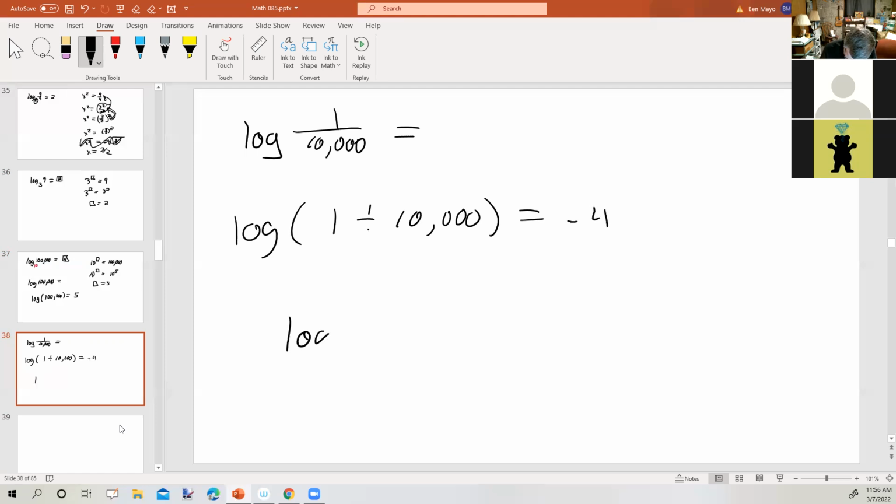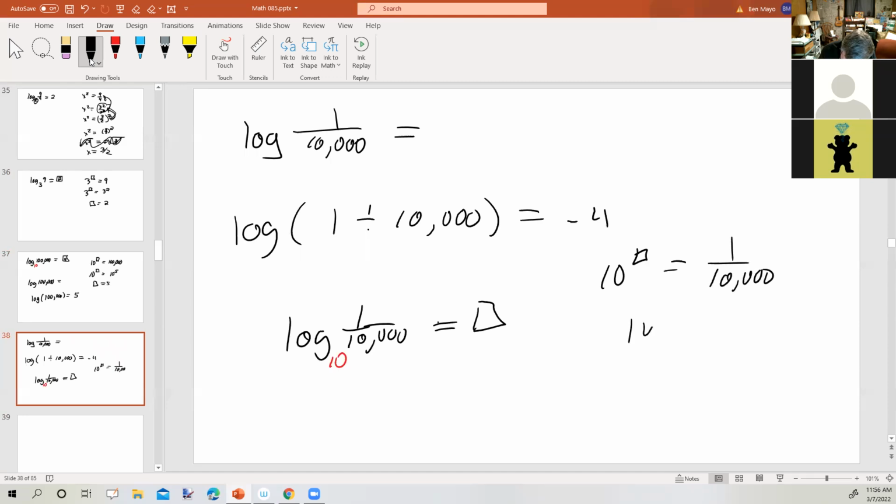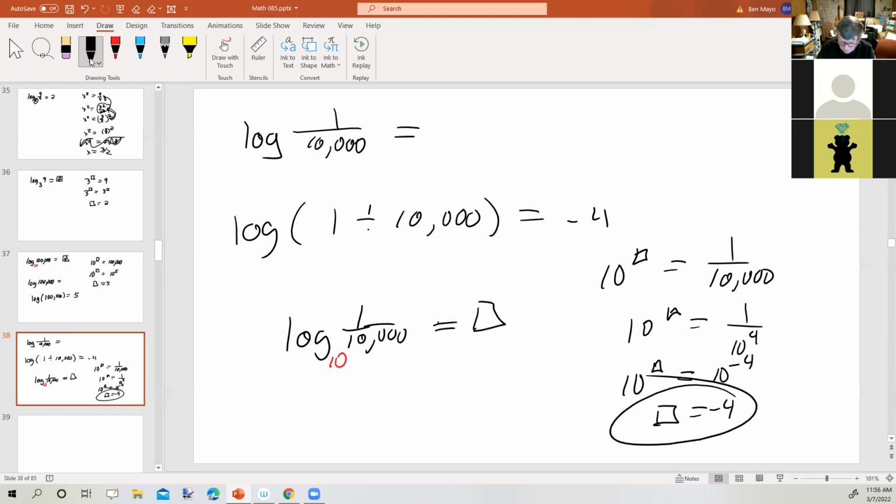Let's do it the long way. Okay, so we're going to say that equals some box. There's an implied 10 here. So that means 10 to the box equals 1 over 10,000. 10 to the box equals 1 over 10 to the 4th. 10 to the box equals 10 to the -4. The box equals -4. Okay. Much quicker on the calculator, wasn't it? Yeah. Okay.